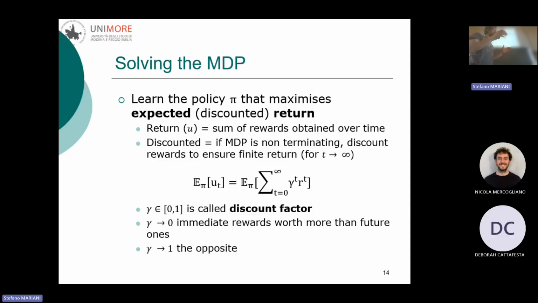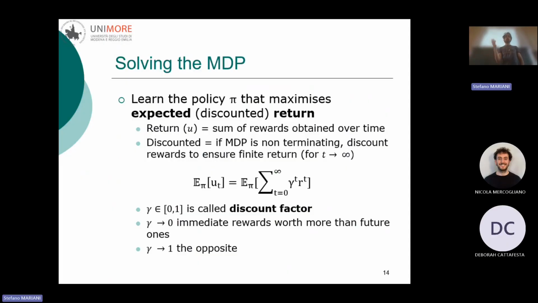So, usually in reinforcement learning, the policy to be learned is denoted by pi. And again, this policy is meant to maximize the expected discounted return. Let's try to analyze all the three terms. So, first, the return, usually denoted by u, is the sum of rewards obtained over time. So when you speak about return, at some point t in time, that's all the rewards accumulated that the agent got in his lifetime. That's called the return.